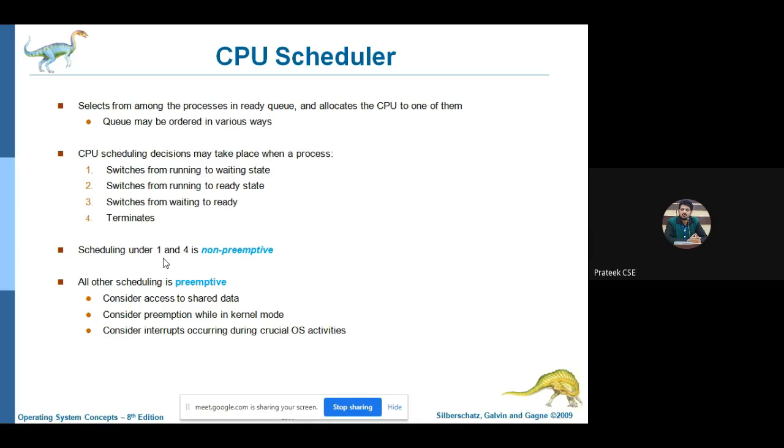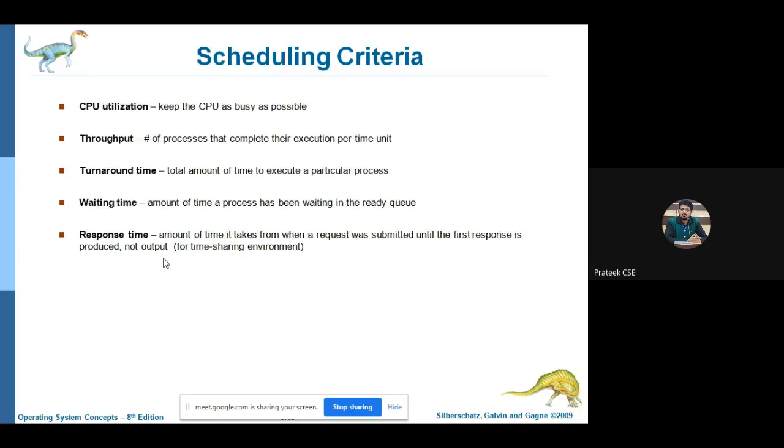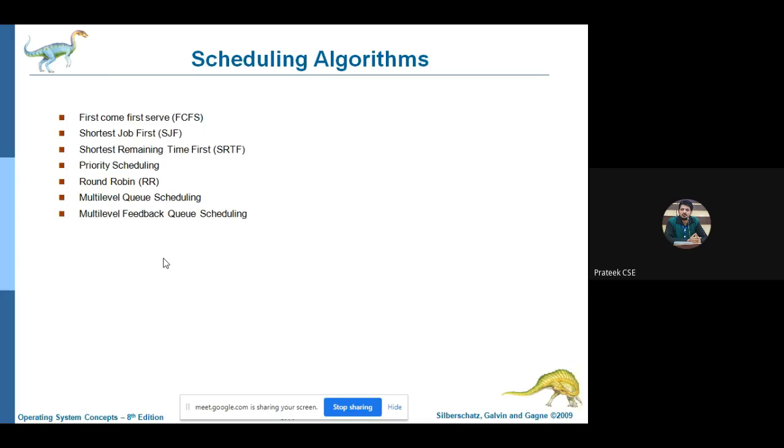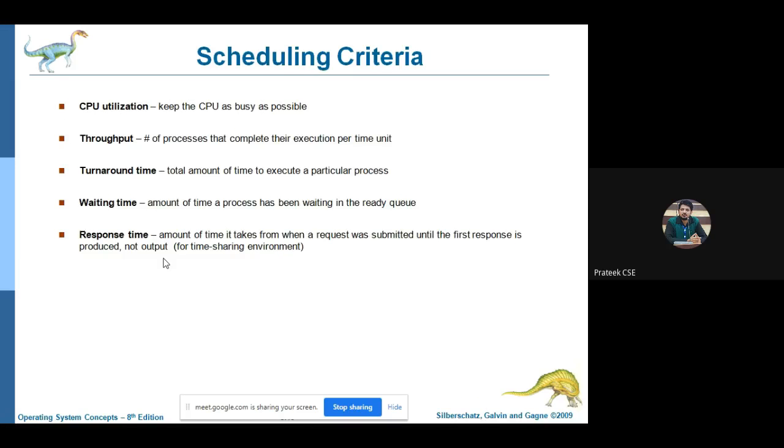So in the next lecture, we will study some important parameters, criteria for the scheduling algo, and then we will start the various different scheduling algorithms, which are very interesting and one of the most important topic of this process management. So I hope the things are clear, and if any student feels to have any doubt, you can simply ask.